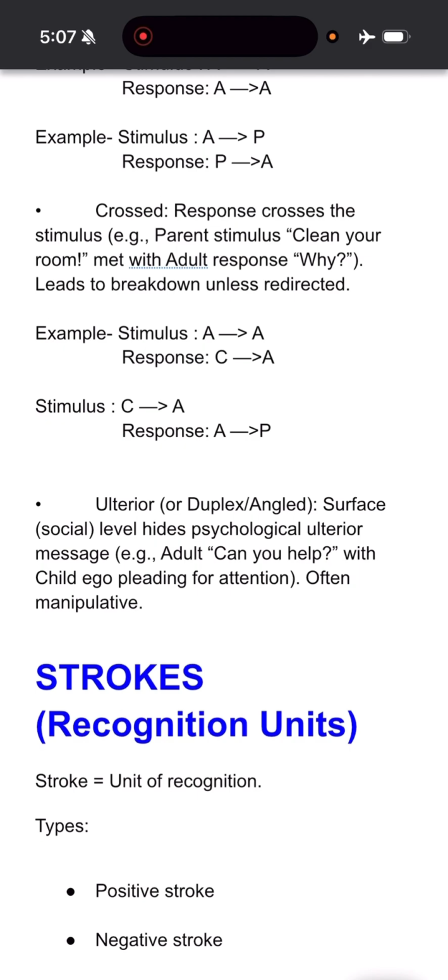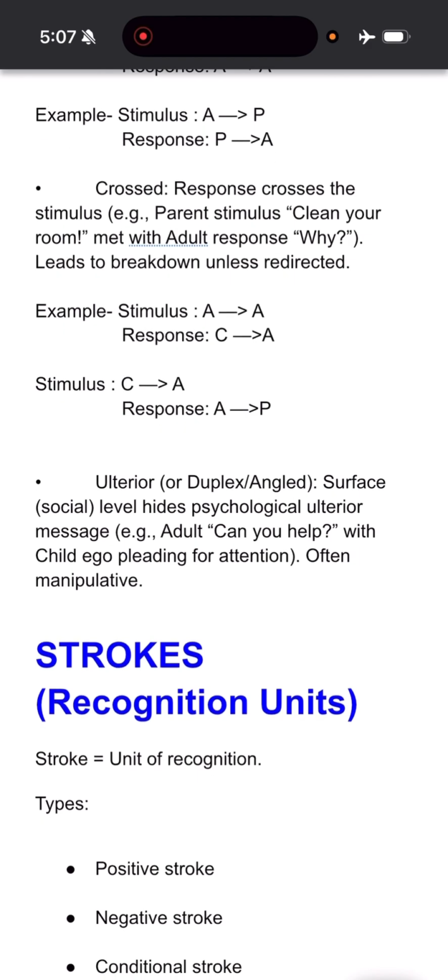Third is ulterior transaction. Ulterior transaction means this is a different thing. There is a social transaction, there is also a hidden psychological transaction, right?